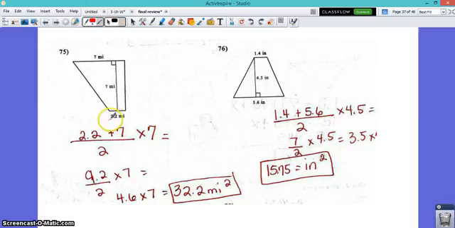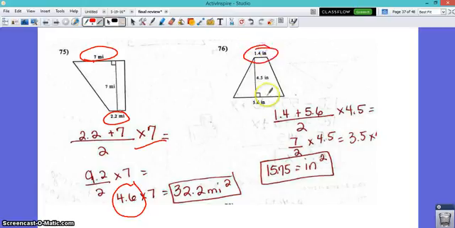75, again, this is one of those irregular shapes that you're not used to, but it's just easy that you take the average of the bases, which is 2.2 plus 7, which gives you 9.2 divided by 2. The average of those two is 4.6 times the height will give you 32 2/10 miles squared. Same thing here, average.